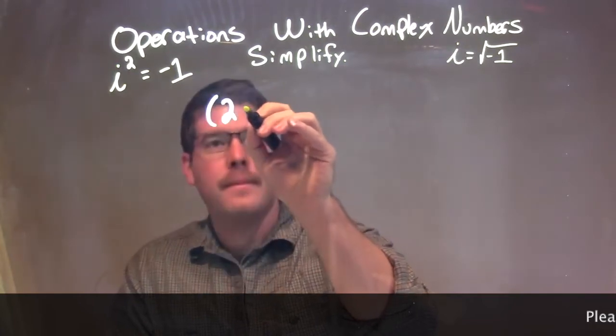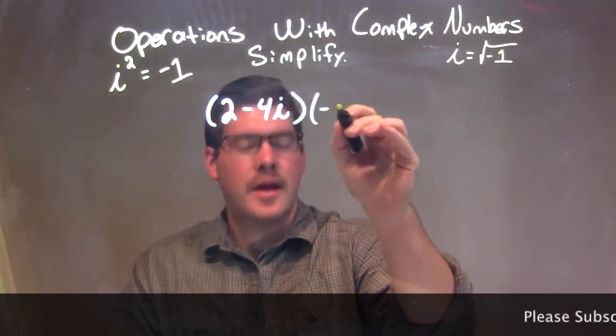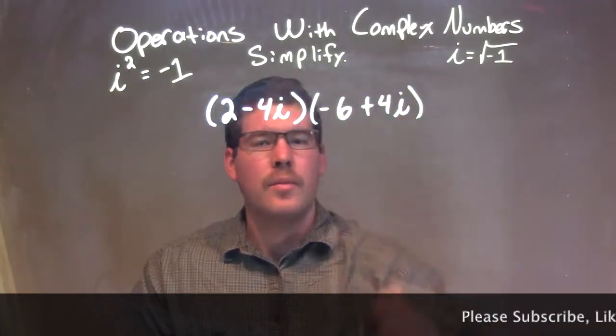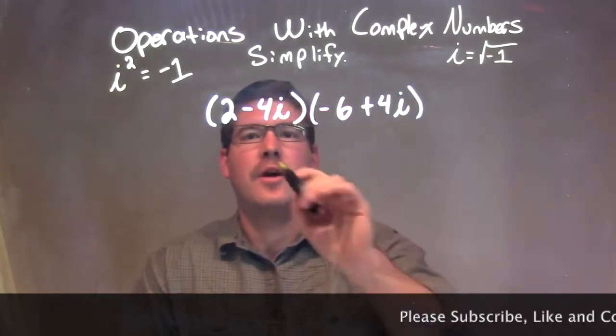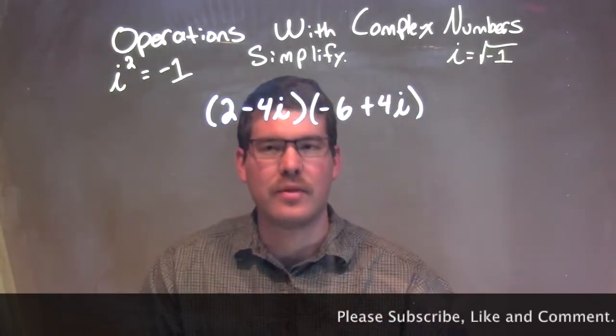2 minus 4i times negative 6 plus 4i. Well, what we want to do is we're going to, in a sense, FOIL this. So I multiply all parts of my first parenthesis by all parts of my second parenthesis.